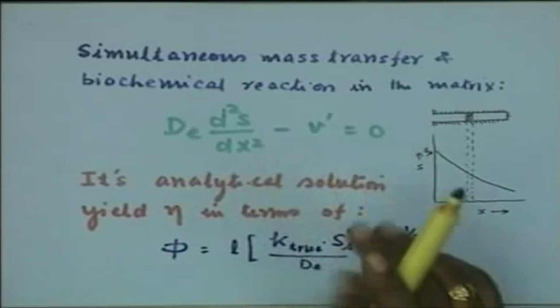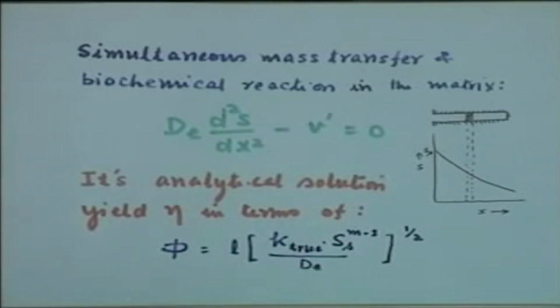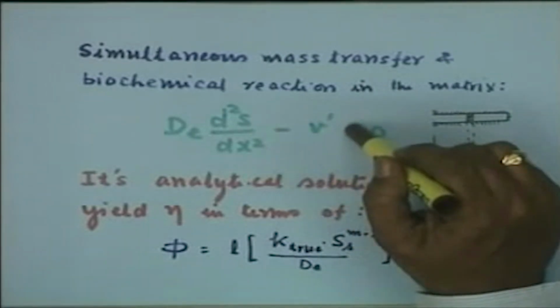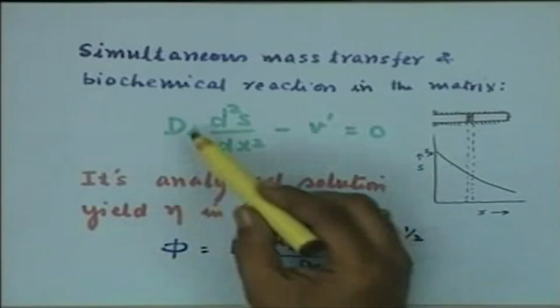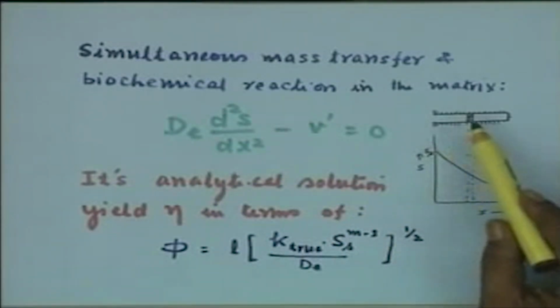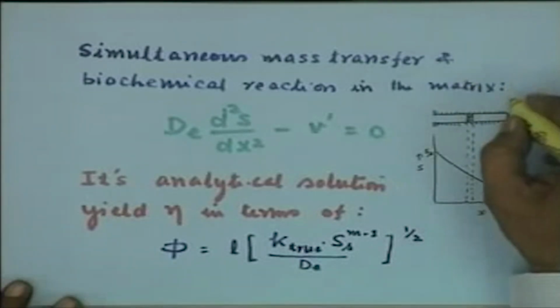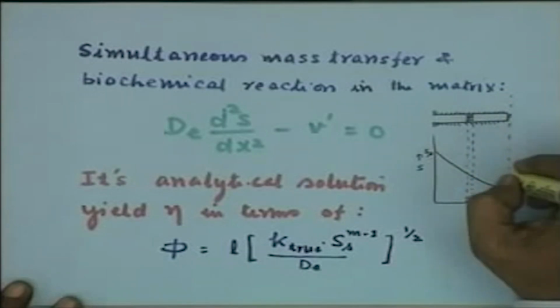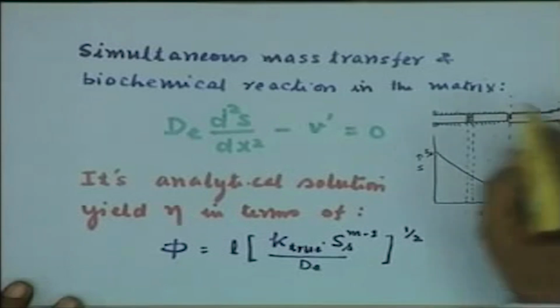Now, the simultaneous mass transfer and biochemical reaction in the matrix can be analyzed in the form of a second order differential equation, dE d2s over dx square minus b prime equal to 0, where b prime is the apparent rate of reaction, that means under apparent kinetic parameters in the case of an immobilized enzyme, and dE is the effective diffusivity. Let us say we consider this as a single pore, and obviously this pore refers to half the particle depth. There will be another pore on this side of the same dimension.